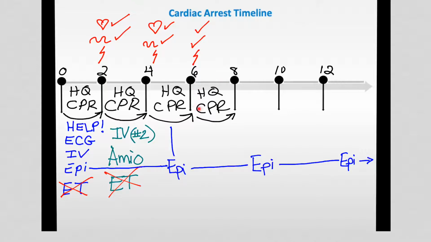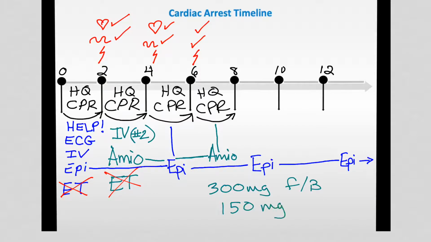So what can we reasonably accomplish in this 2 minute window? Well, let's stick with the medications for a moment. Let's get back to that amiodarone. Amiodarone is indicated now in this 2 minute window. Amiodarone is administered with the initial dose at 300 milligrams, followed by 150 milligrams, but only one time. We actually run out of amiodarone after 2 doses. So the epinephrine continues all the way through, but the amiodarone ends right here.